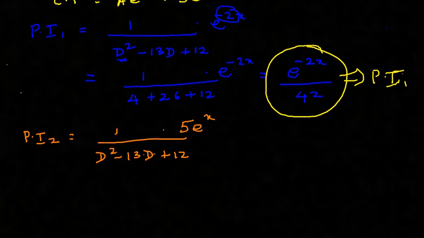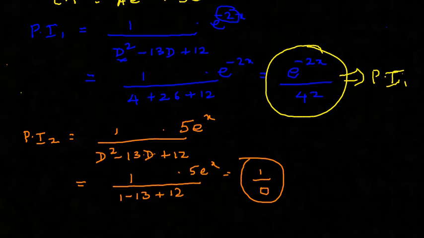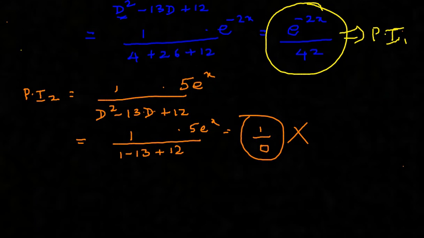Here the coefficient of x is 1. What happens if you substitute 1 in place of d here? You get 1 by 1 minus 13 plus 12 into 5 e power x, and therefore this term becomes 1 by 0, right? We don't want this. So how are we going to solve this? So whenever you have something like this, we don't want this to happen, right?